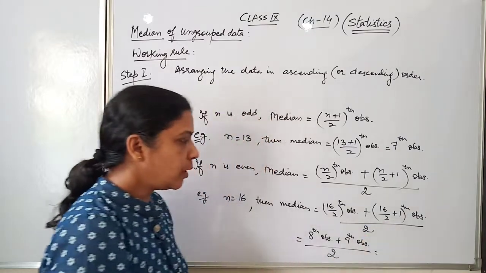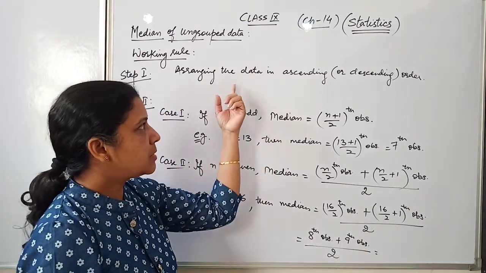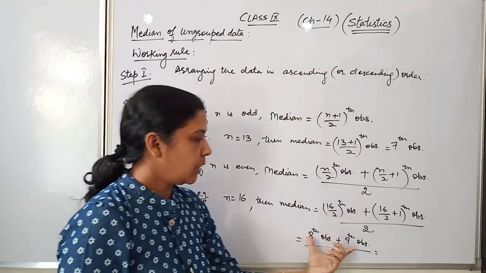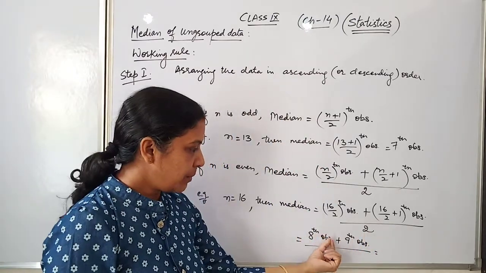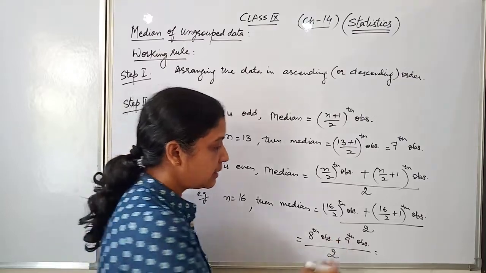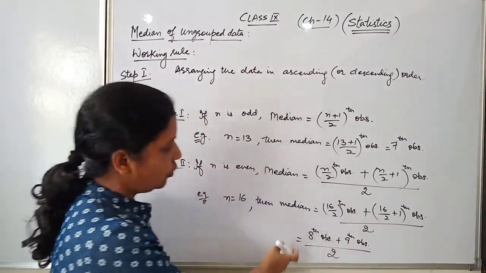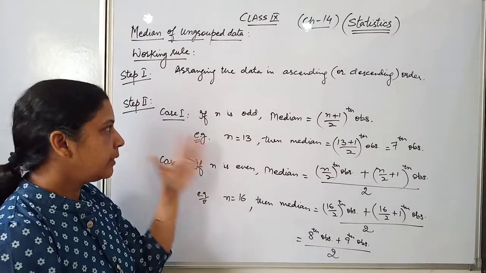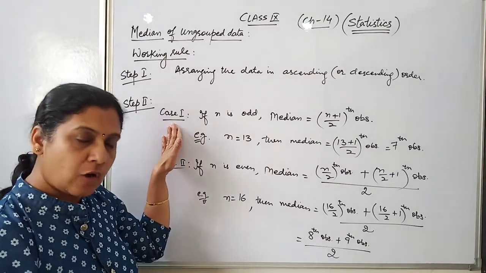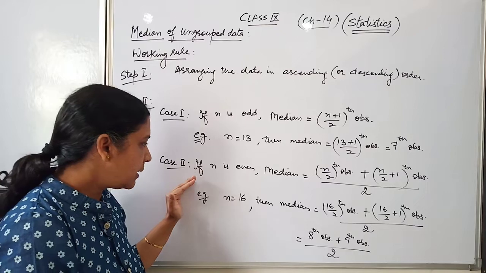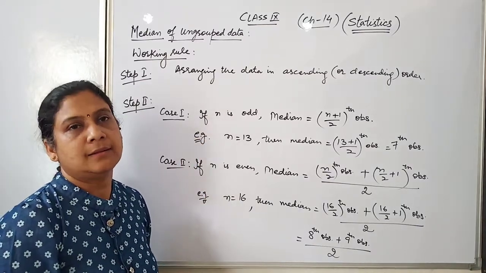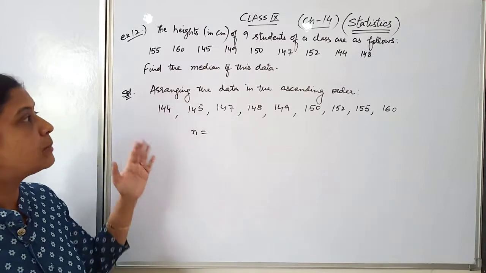Now what you will be doing is picking up the 8th observation from the ascending order as well as the 9th observation, putting down their values, adding them up and dividing by 2. So this will give you the median of the whole data, whether the case is n odd or n even. You can apply the formula accordingly. Let's understand this topic better with an example.